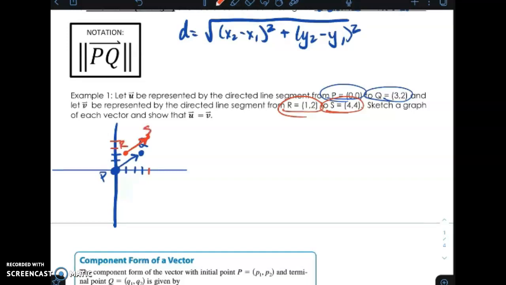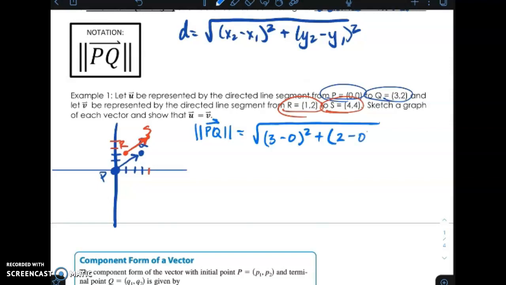Now to show that they have the same magnitude, we're going to use the distance formula for those. So the distance of PQ is equal to, we have x2 is 3, minus x1 is 0, squared. We have y2 is 2 minus y1 is 0, squared. And I'm getting that from these x's and y's up here. And when you do that, you're going to get the square root of 9 plus 4, which is the square root of 13. So that's the magnitude of vector PQ.